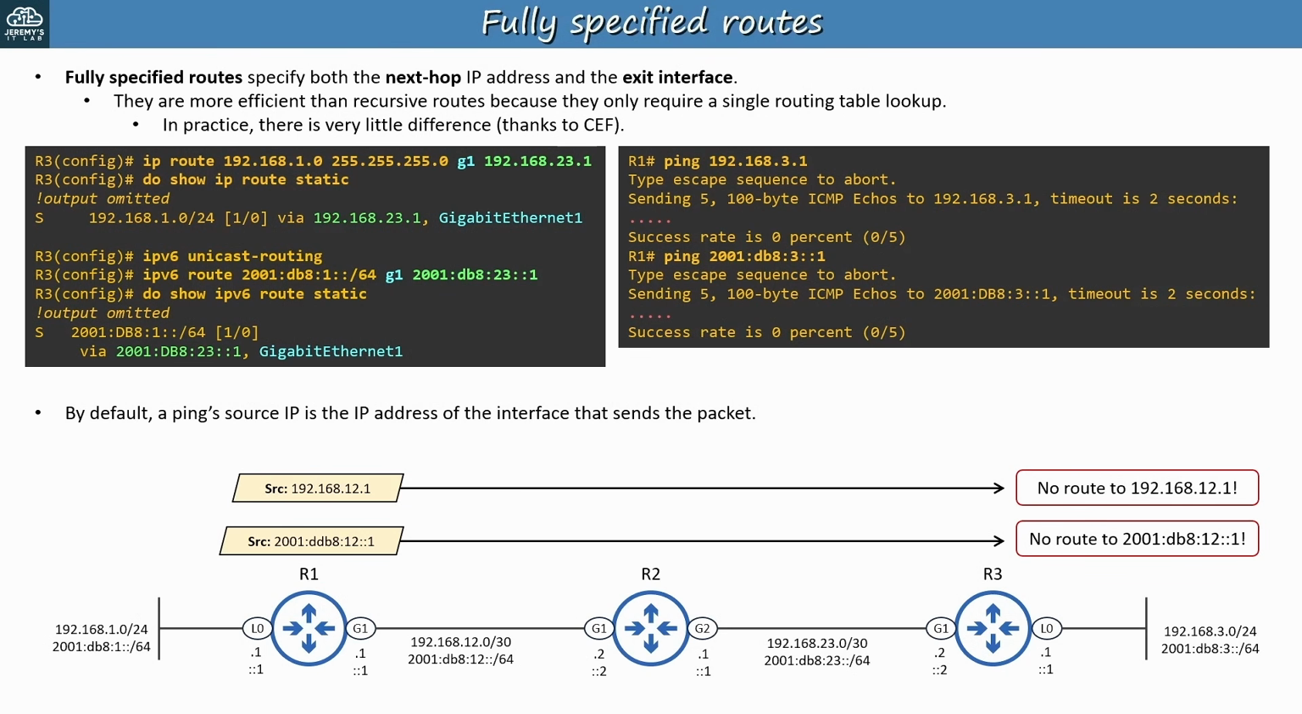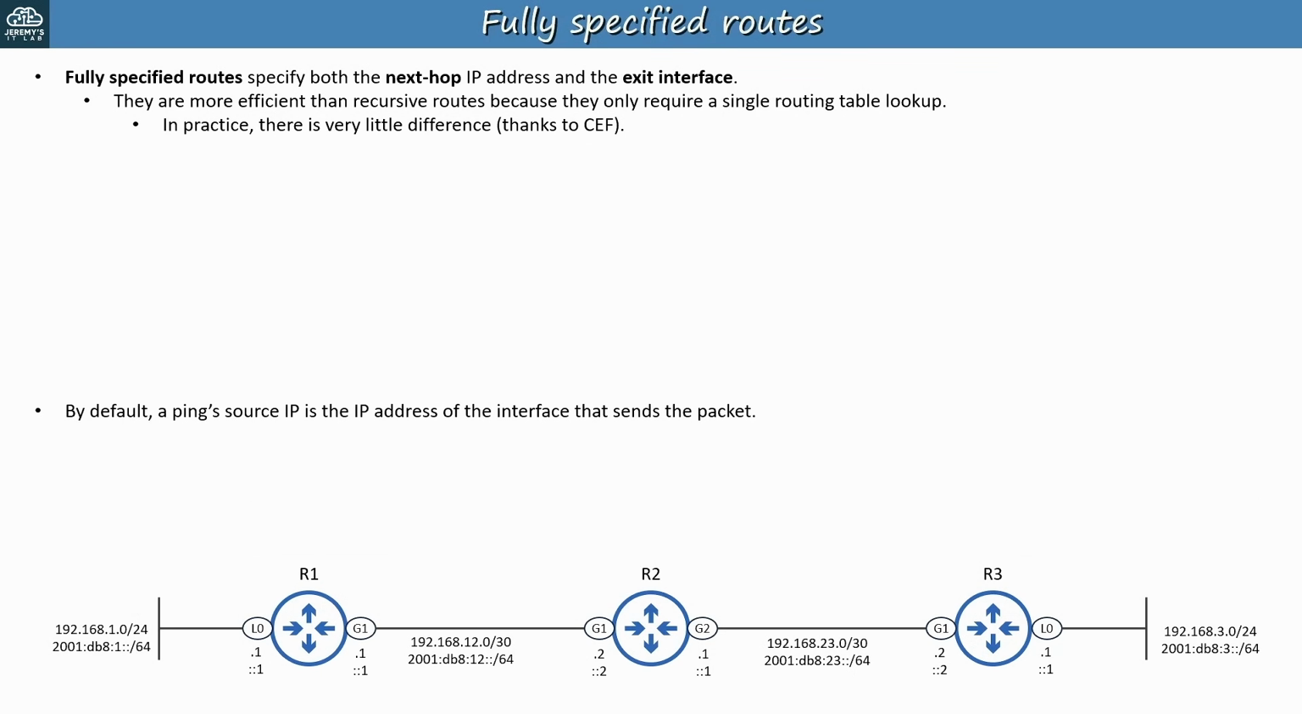Of course, to fix this, we could configure additional static routes on R1 and R3. R1 needs a route to 192.168.23.0/30 between R2 and R3. And R3 needs a route to 12.0/30 between R1 and R2. But let's try a different solution.